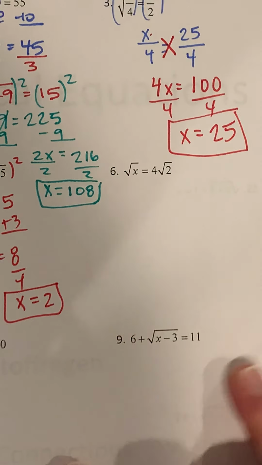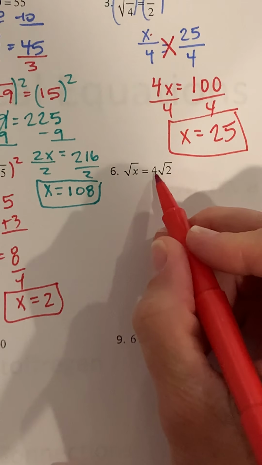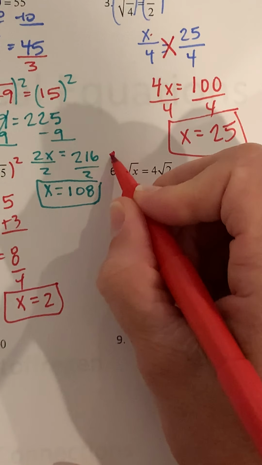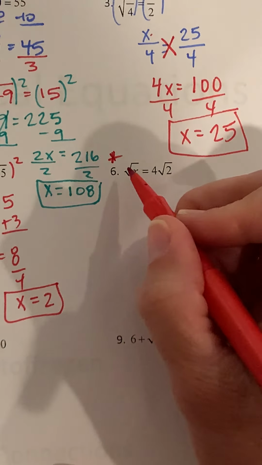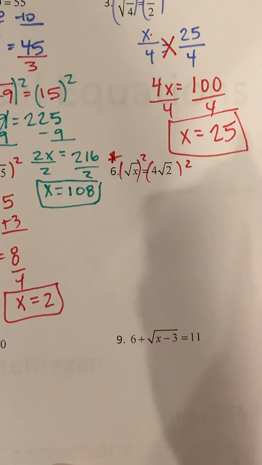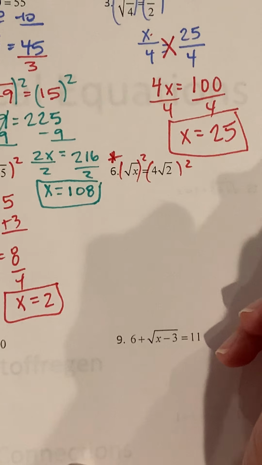Good. All right, now this one's going to be tricky because this 4, do you see how that 4 is not under the radical? So put a star by this one. It's a little bit different, okay? So I'm going to square this and I'm going to square this, but this is going to be different over here. Watch. What's root x times root x?